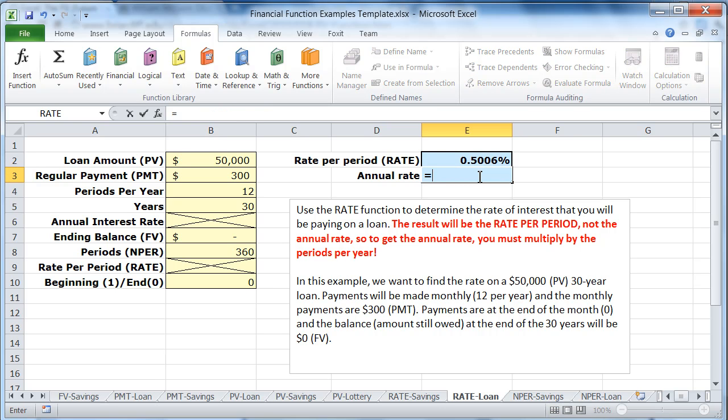but interest rates are almost always given as annual numbers, so it's going to be this number multiplied by the number of periods per year. And again, don't use 12. Use the cell reference, so if this problem changes, you don't have to change formulas. So it looks like we need an interest rate of just a little over 6% in order to be able to pay that amount off with those payments for 30 years.